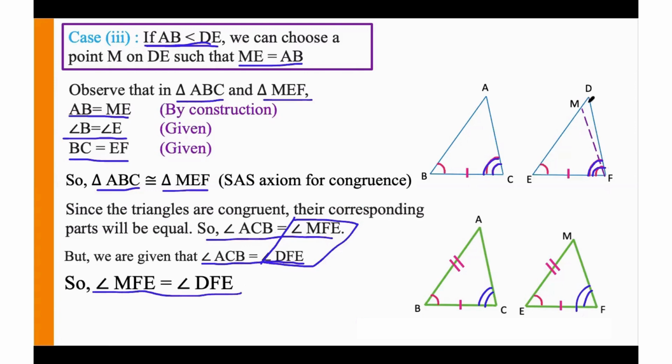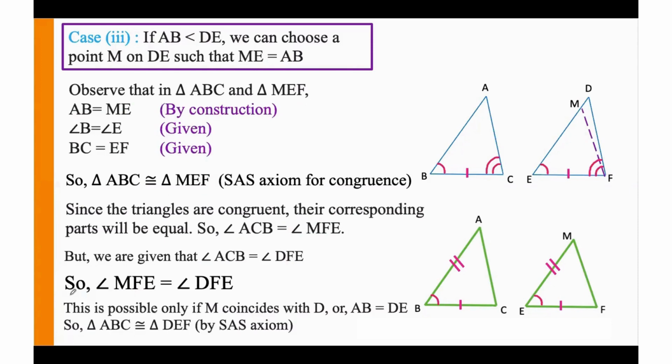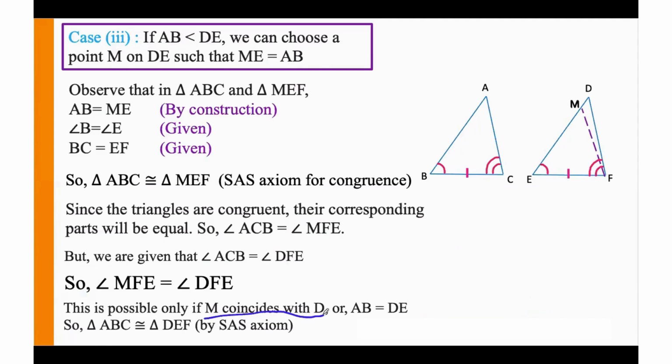So now think about it. Can angle DFE be equal to MFE? This can only be true if M coincides with D. That means M and D are the same points. They are not different points. And if they are the same points, remember we had constructed ME such that ME should be equal to AB. But now since M and D are the same points, we will have AB is equal to DE.